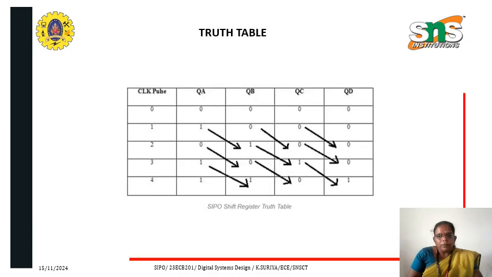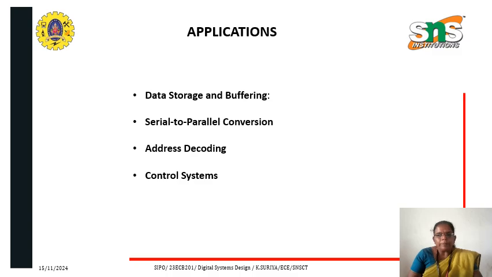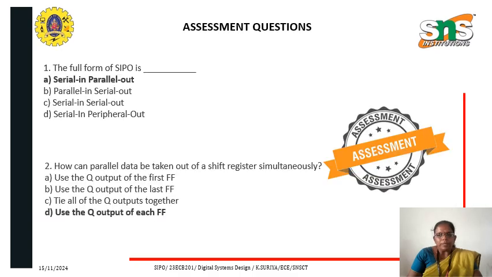Next, this is the truth table of the serial in parallel out shift register. As we have discussed earlier, each and every bit is shifted to the next flip-flop whenever a clock pulse is given, and the output is taken from all the four flip-flop outputs. Next, we'll see a few applications of the serial in parallel out shift register. It's used in data storage and buffering. It's used in serial to parallel conversion. It's used in address decoding, and it's also used in control systems.